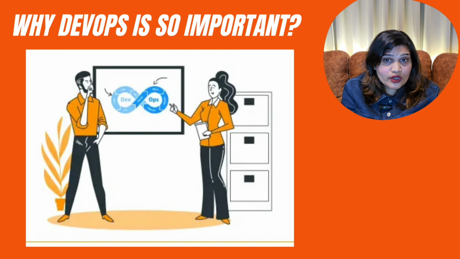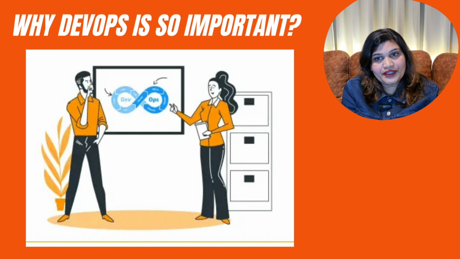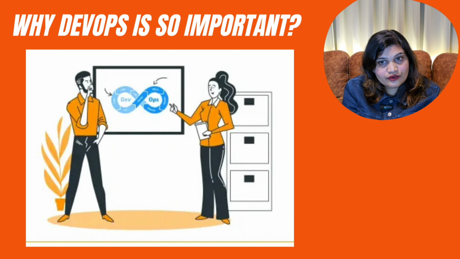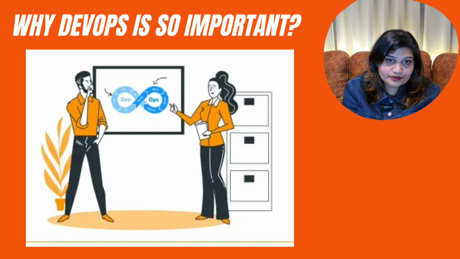So why is DevOps so important, and why is it growing rapidly? Companies need to deliver software quickly and reliably. DevOps helps them to do that. With DevOps, businesses can release software updates faster, ensure the system runs smoothly, and reduce downtime.